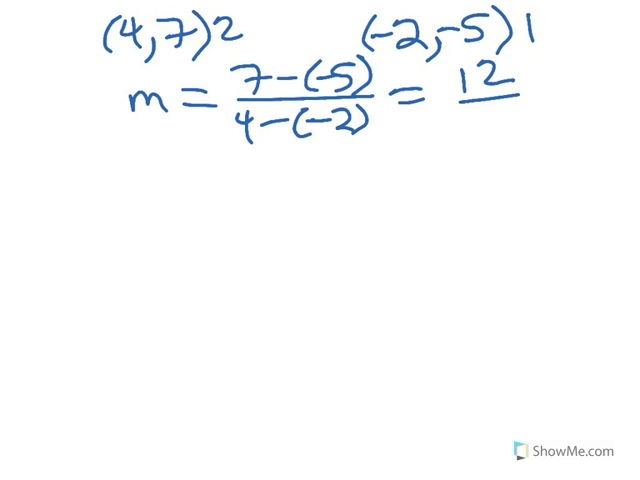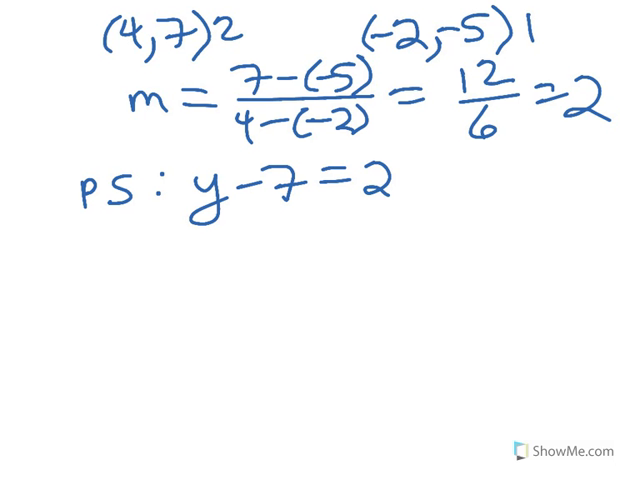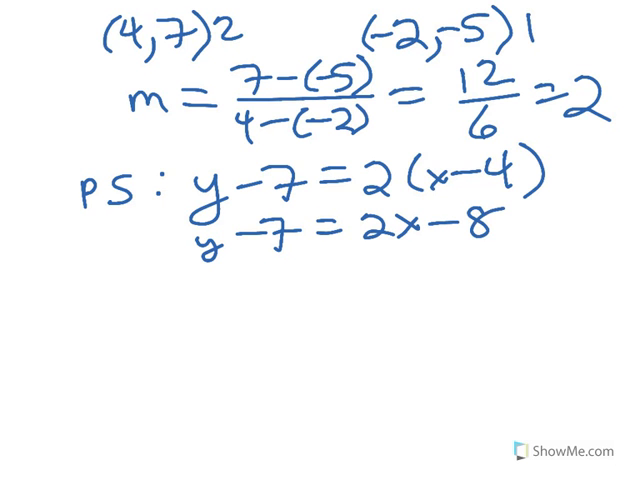My slope is 2. So, for point-slope form, I can say y minus 7 equals 2 times the quantity x minus 4. If we do a little bit of work on that, we can quickly get to slope-intercept form. First, clear the parentheses using the distributive property. 2 times x is 2x, 2 times negative 4 is negative 8. Then add 7 to both sides, so we have y equals 2x minus 1. That's slope-intercept form. So we're 2/3 of the way there.